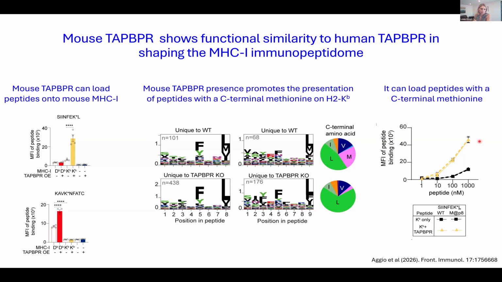So it's not just the B44 molecules that TAPBPR is having an influence at the C-terminus. We're seeing this now potentially more commonly across TAPBPR. So we've still got to do lots of other class 1 molecules, but you can see here that now we are seeing a trend in TAPBPR shaping the C-terminus of the peptide.